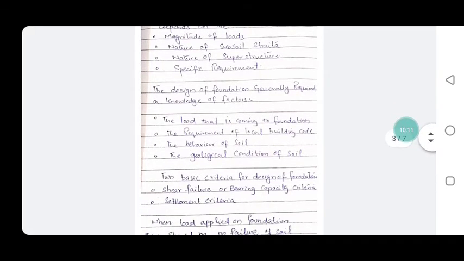The design of foundation generally requires a knowledge of factors. Number one is the load that is coming to the foundation. Number second is the requirement of local building code, the behavior of soil, and the geological condition of soil.